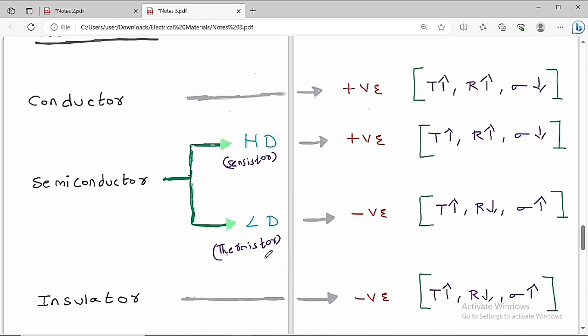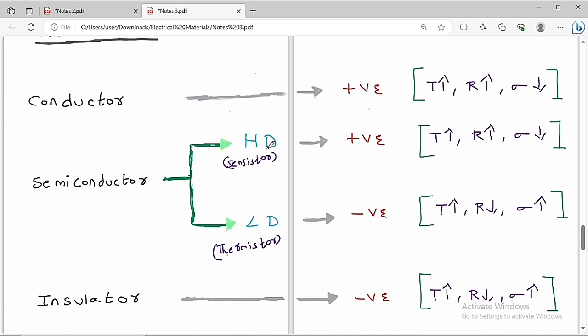In the case of a thermistor, it is a lightly doped semiconductor. So whenever you increase the temperature, what is going to happen? The charge pairs are going to go from the valence band to the conduction band. So definitely the charge pairs will increase. Whenever charge pairs increase, the conductivity will increase. Therefore the resistance decreases.